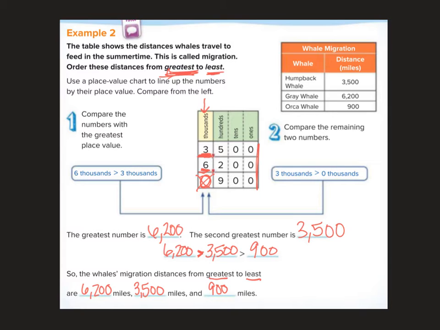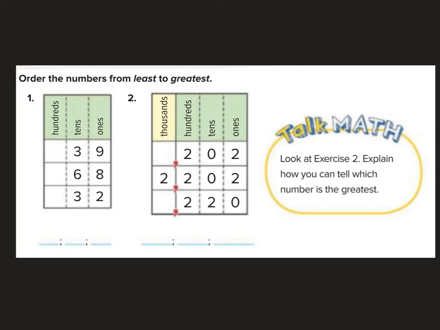All right, let's check out another one. Order the numbers from, now look at this, they keep switching on us, don't they? Least to greatest this time. Okay, so what is the smallest one? Let's compare the tens. We've got 3, 6, 3. So we know the greatest is going to be this one. So he's going to go last. I'm going to write him down because we know that.